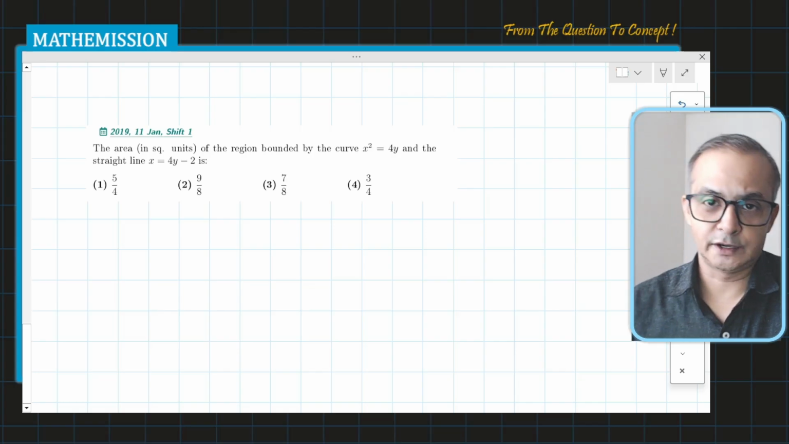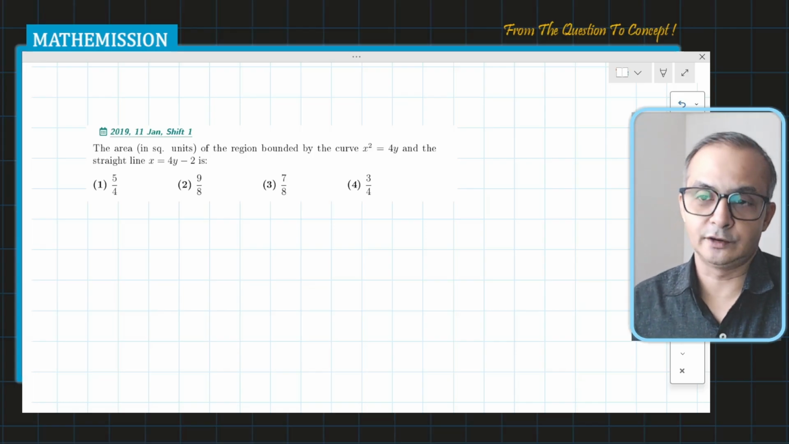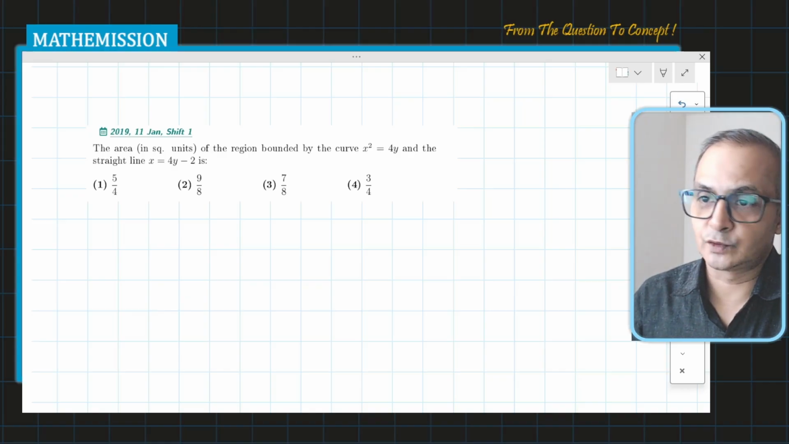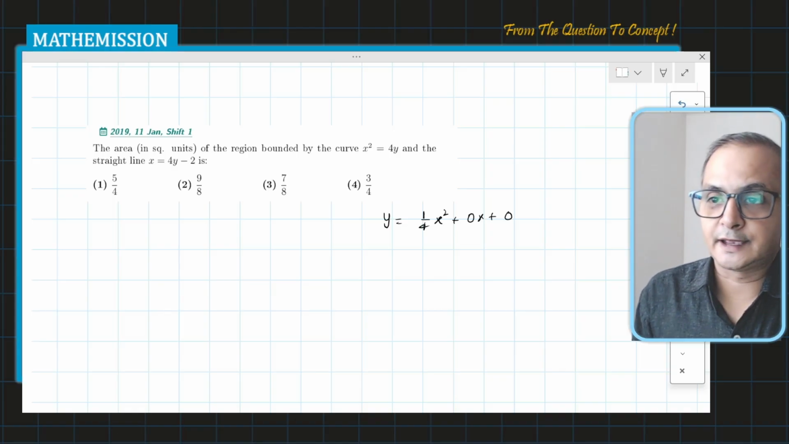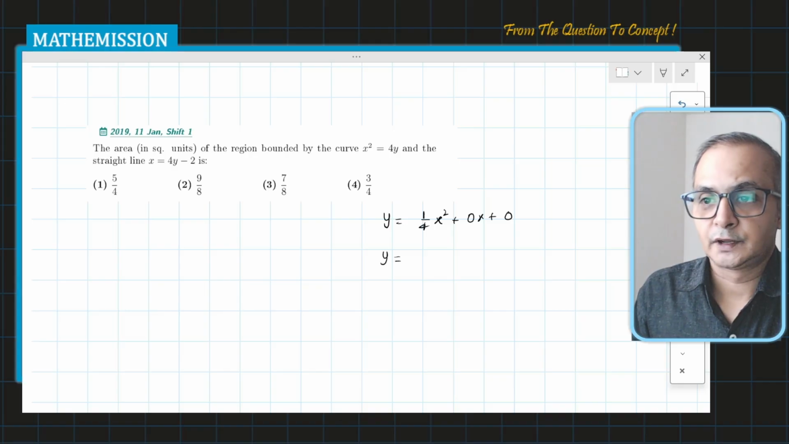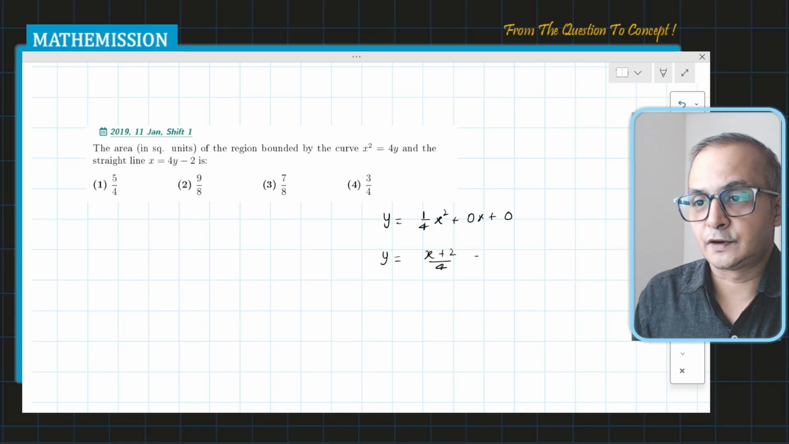The second beneficial thing is that this is applicable when we are taking a quadratic and a line also. So for example, I have this question, the area of the region bounded by the curve, and the curve is I have 1/4 of x squared. I can write 0x plus 0. And the second thing I can write y is equal to x plus 2 by 4, which can be further written as 1/4. Let me write in this way. I can write it as y is equal to 0 times x squared plus 1 by 4 of x plus half.